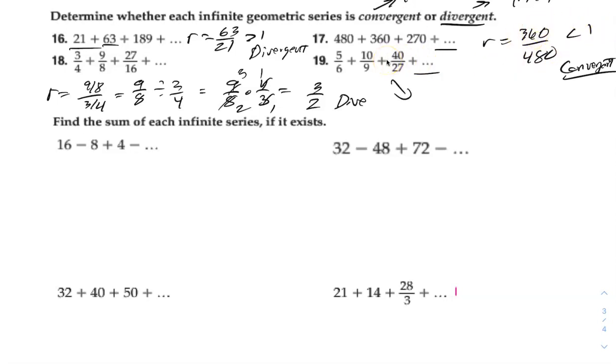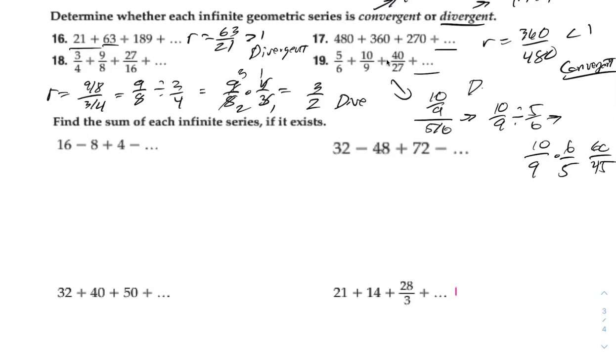Number 19, same problem. I'm going to do A2 over A1, so 10/9 over 5/6. This is the same thing as saying 10/9 divided by 5/6, or 10/9 times 6 over 5. I get 60 over 45. I can do math sometimes. Bigger than 1, this is divergent again. That's all it was: are you bigger than 1 or less than 1? This one is bigger than 1, so divergent.